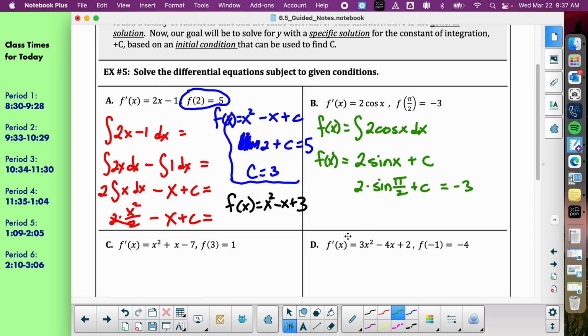Sine of pi halves is 1? Yeah. So 2 times 1 plus c, I'm going to subtract 2 from both sides. C would be -5. And then f of x, there's like nowhere to write answers. 2 sine of x minus 5.